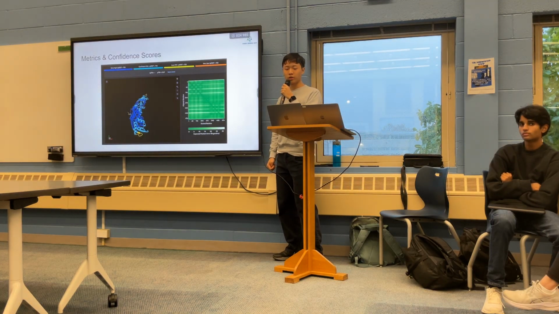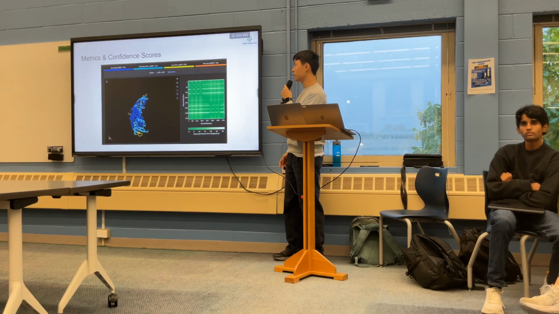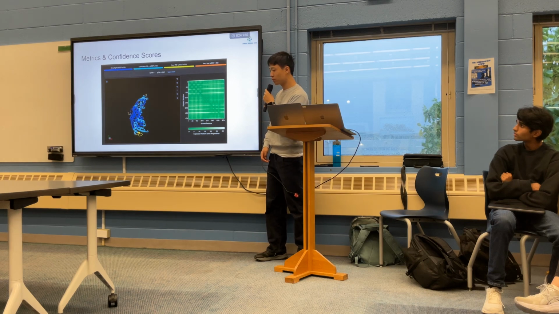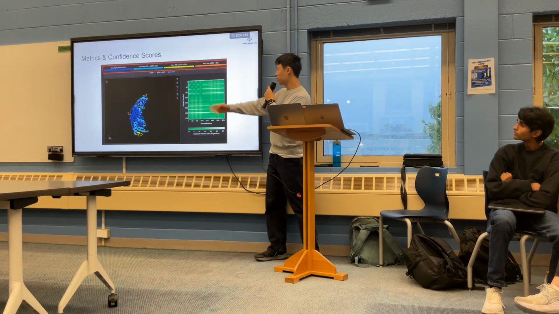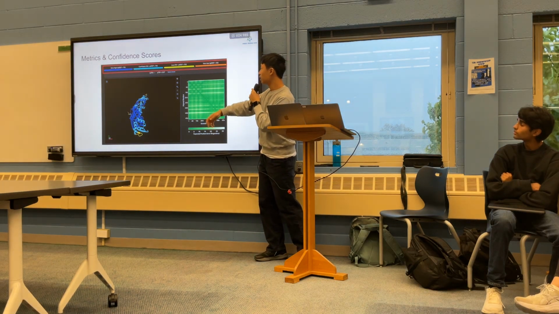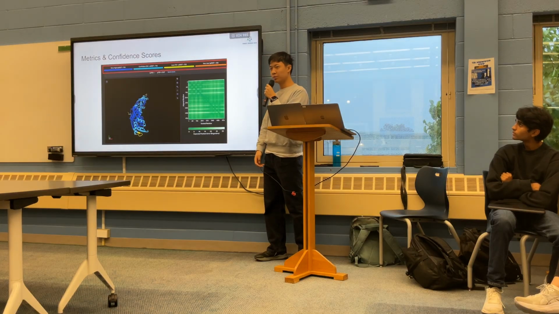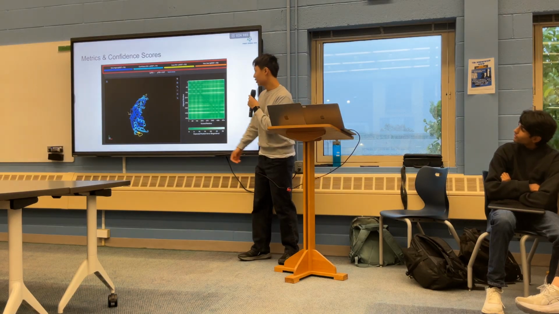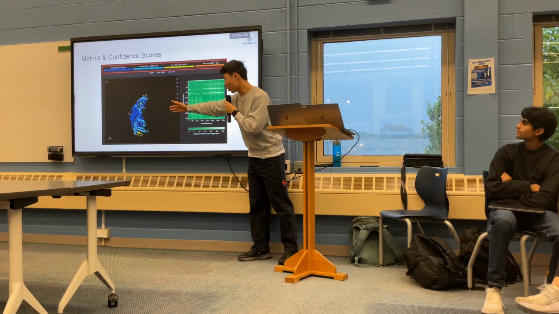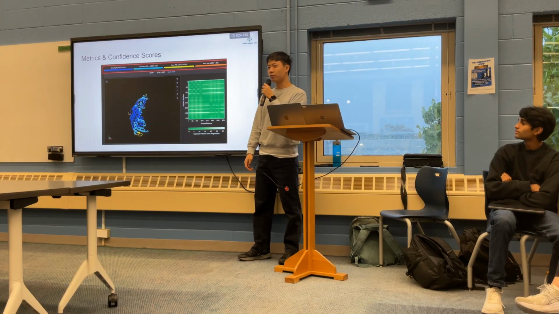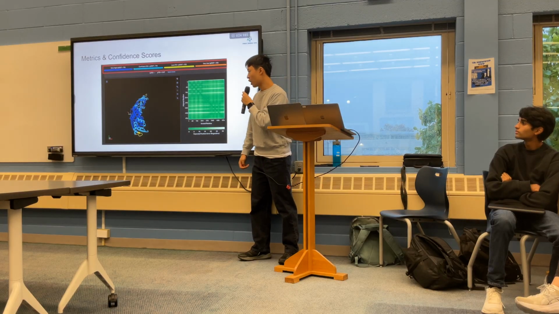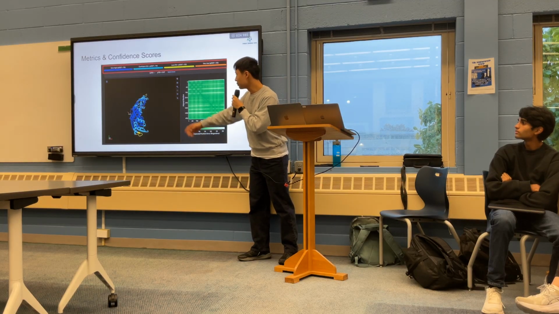AlphaFold 2 is also open source, which means you can run it on your own computer. Here's the result of one AlphaFold 2 prediction. On the top, you can see we have this color-coded bars of pLDDT. pLDDT stands for Predicted Interface Distance Test. And the parts of the protein that are highlighted in dark blue or light blue means that AlphaFold 2 is very confident about the position of these amino acids. However, the parts of the protein measured in yellow and red means it's less confident.